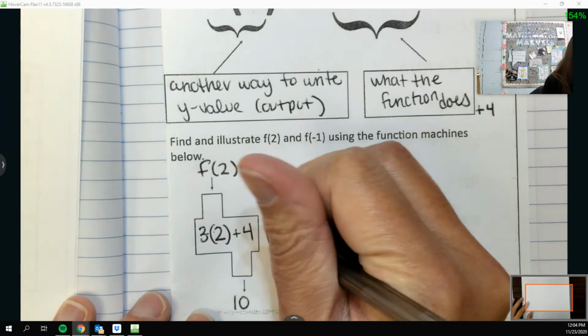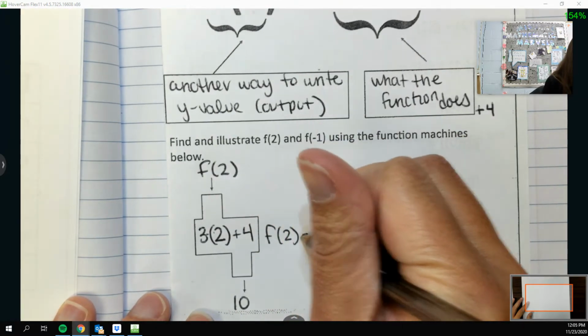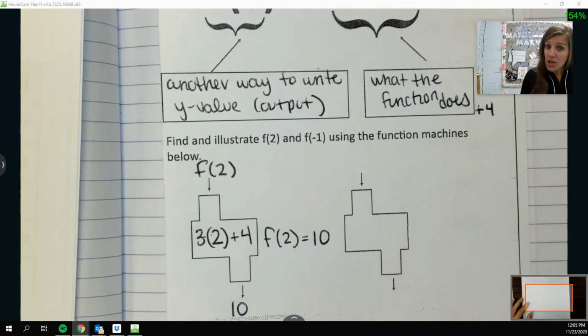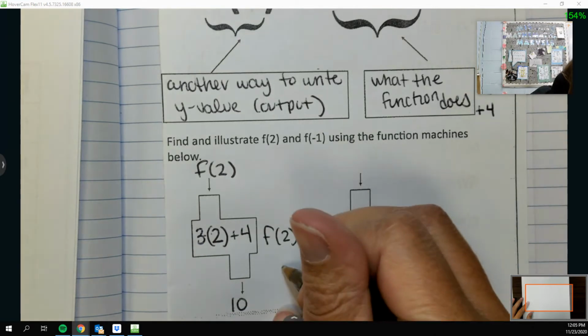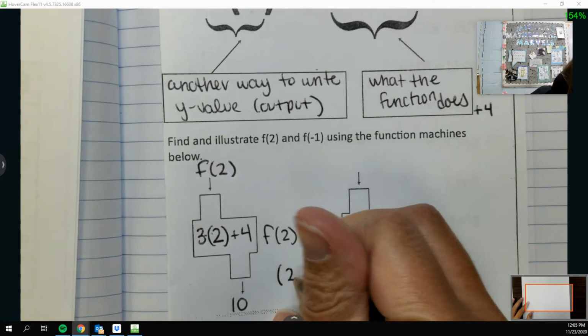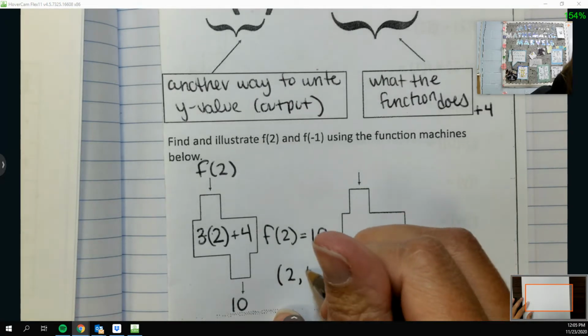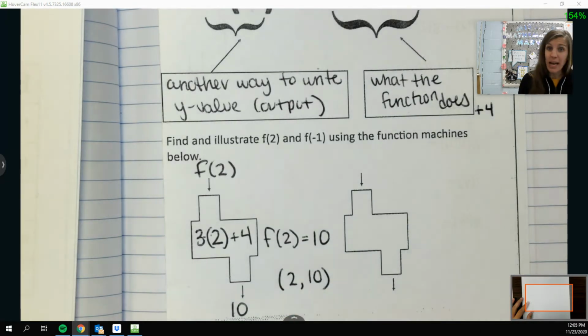So when we write this out, we would show that f of 2 equals 10, which is super nice because, again, that's a lot of information. I get to see my input value and my output value. So my x value was 2. My y value is 10. So I can really write it as an ordered pair to see x comma y. So that's super nice.